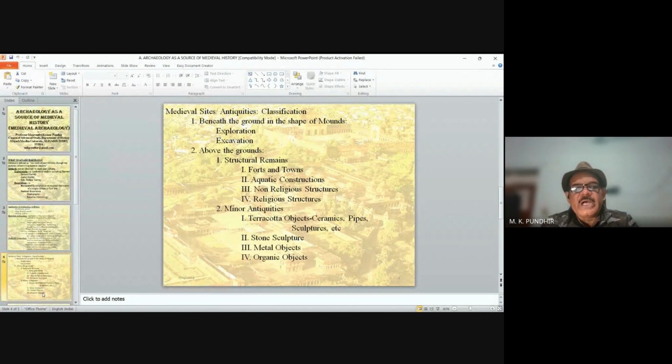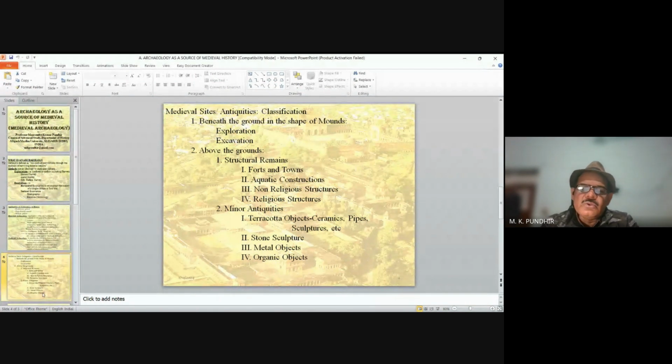These forts and towns have been referred to by contemporary sources. But how this fortification took place, what the fortification technology was, what type of scientific advancement was used to make the fortification invincible, here archaeology played a great role.